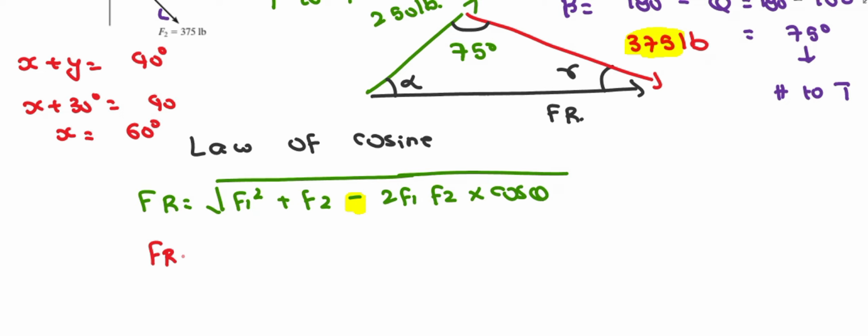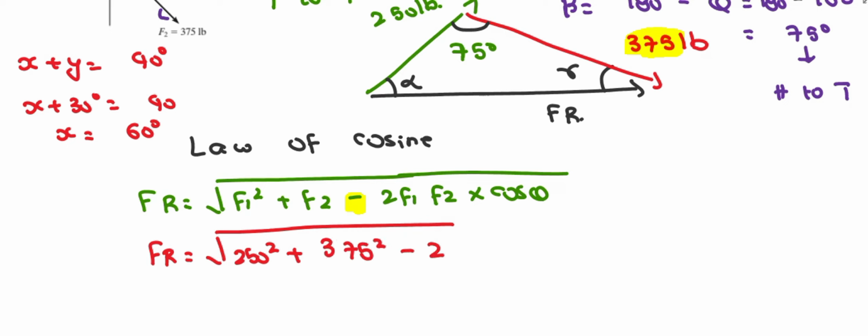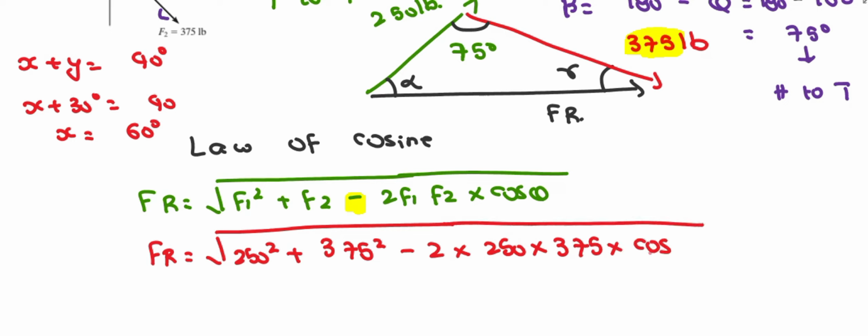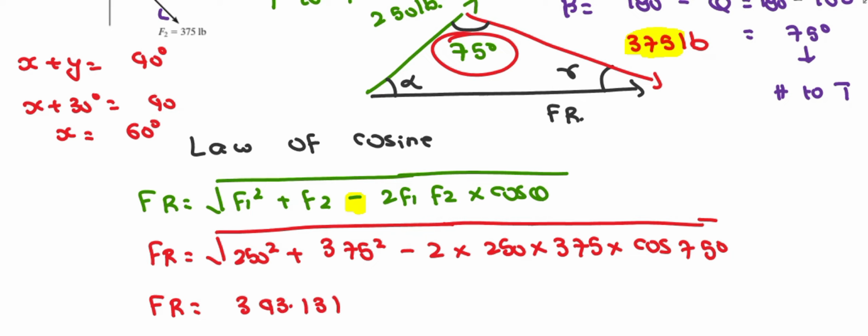So Fr equals the square root of the value of F1, which is 250, squared, plus the value of F2, which is 375, squared, minus 2 times 250 times 375 times cos of theta. The head to tail angle between the 250 pounds and the 375 pounds is 75 degrees. So grab the calculator, put the values into it and solve for Fr. The value of Fr is 393.13 pounds.